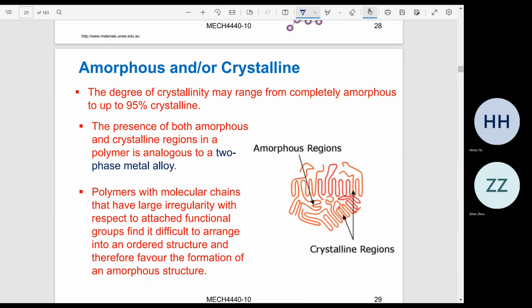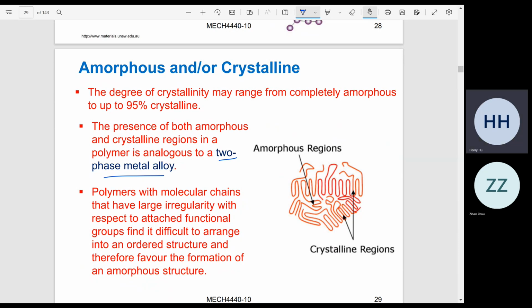So the degree of crystallinity may range from completely amorphous up to 95% crystalline. The presence of both amorphous and crystalline regions in a polymer is similar to two-phase metals. But compared with metals, for example steel, polymer structures, called polymer microstructures, are much simpler. Steel will have so many different phases, right?